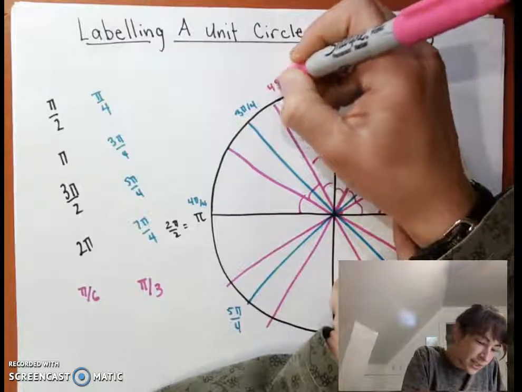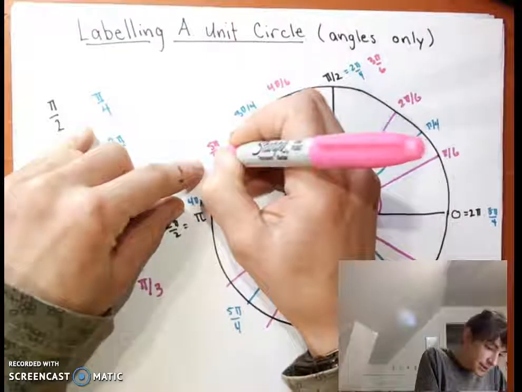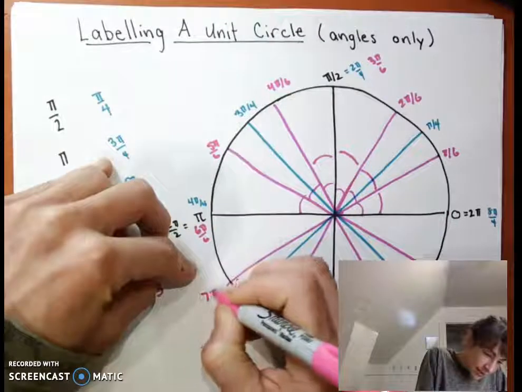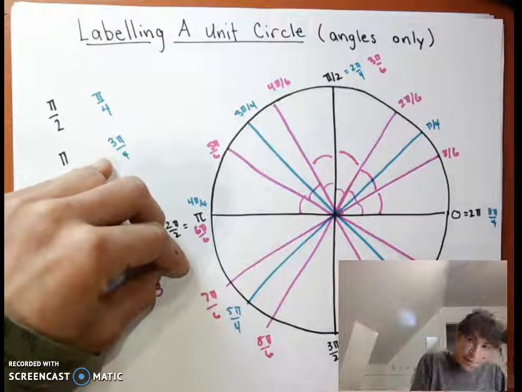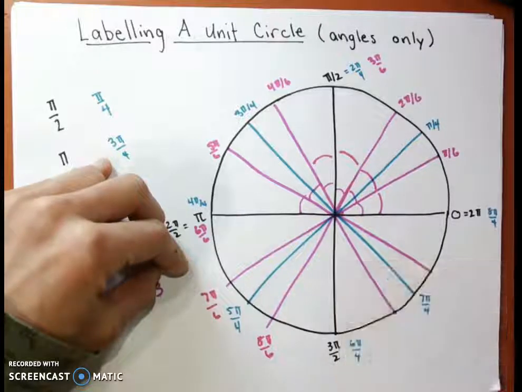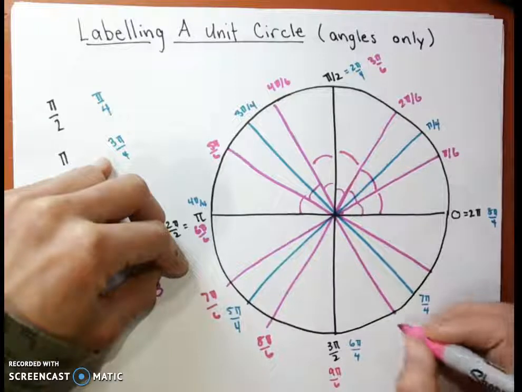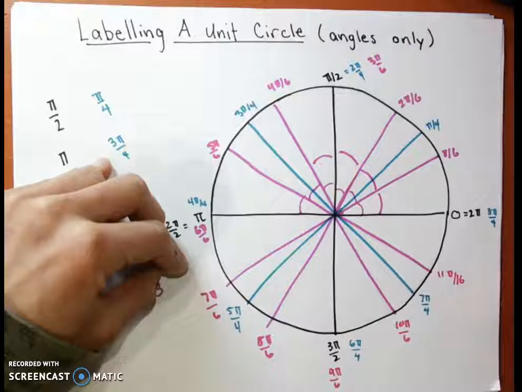4 pi over 6. 5 pi over 6. 6 pi over 6. 7 pi over 6. 8 pi over 6. Let me get out of the way here. 9 pi over 6. 10 pi over 6. 11 pi over 6. And finally 12 pi over 6.